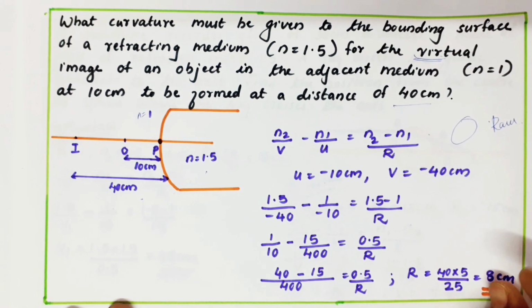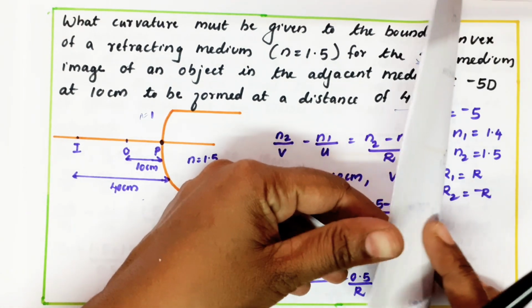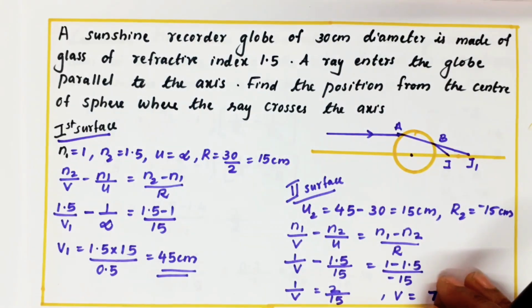Okay, so you should understand where is the image. Virtual image where it forms, real image where it forms. What should be the convention?